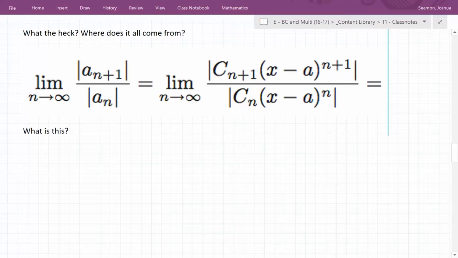Do you have lots of experience doing limits? Everybody raise your hand. Erica, raise your hand. Oh, look, you're all raising your hand.